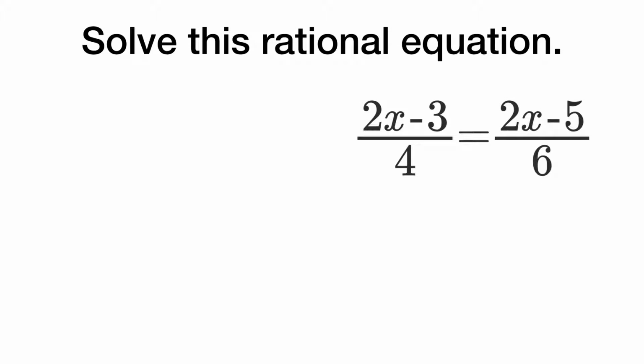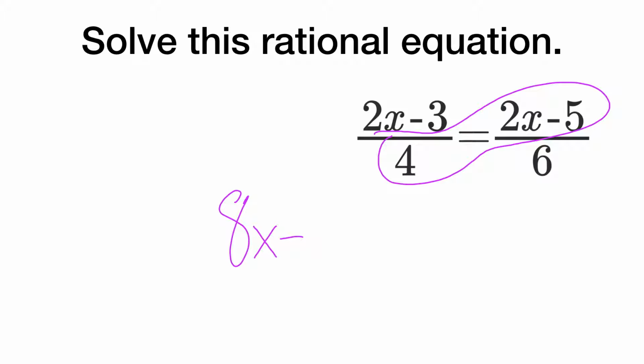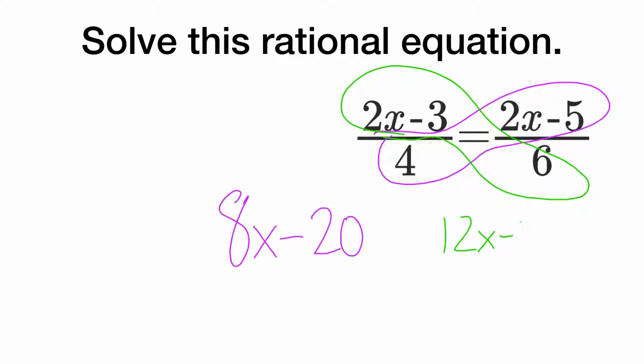Okay, so let's try this one. We're going to solve the rational equation. So first thing we do, 4 times 2x minus 5, that is going to be 8x minus 20. And 2x minus 3 times 6, that's going to be 12x minus 18. So 8x minus 20 equals 12x minus 18.